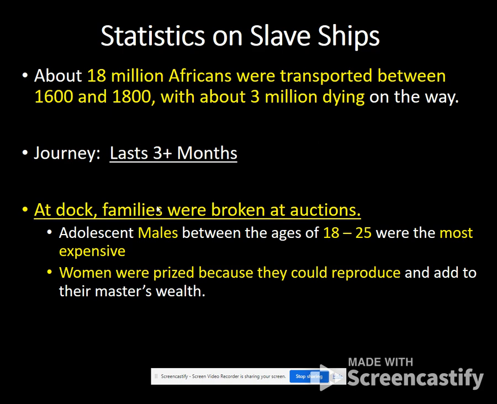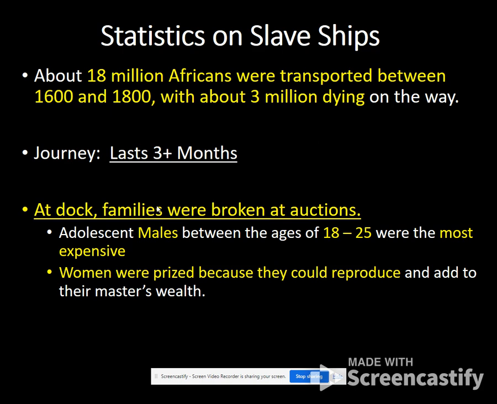The males between the ages of 18 and 25 were most expensive because they were in their prime. They had a lot of life ahead of them. They were very capable of doing very physical labor, and also they were in the prime to reproduce. And so that's why males 18 to 25 were most expensive.